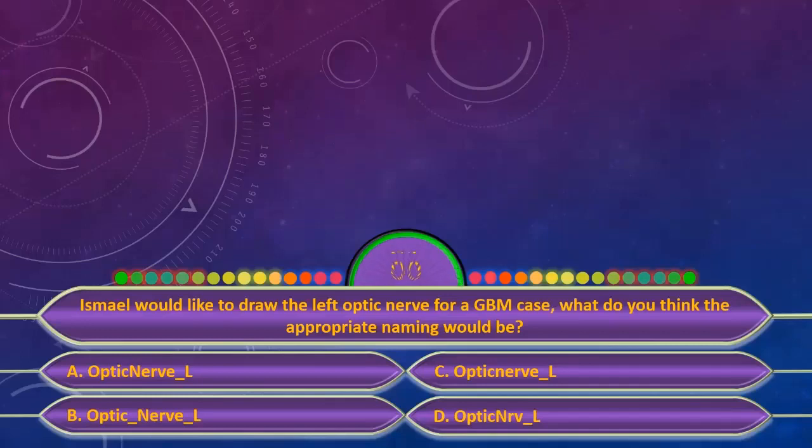Okay, I'll end the polling and share the results. So we have 41% of you selected A, 29% select B, 12% select C, and 18% select D. It's almost the same as the previous one. So it should be D.